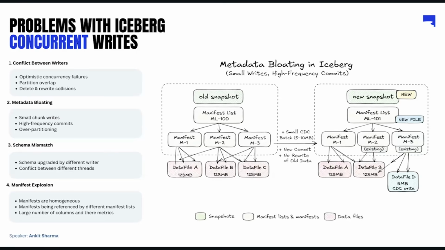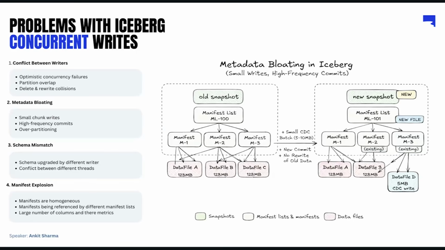The fourth problem is manifest explosion. If you have read the previous conversations about PyIceberg, there is this manifest thing. A manifest is a homogeneous file where you can have only data files, or only delete files. So every time you write MOR, you are always going to have two manifest files, one for the delete and one for the data. And if you are writing COW, I'm going to discuss this in the next slide, you only have one manifest file.